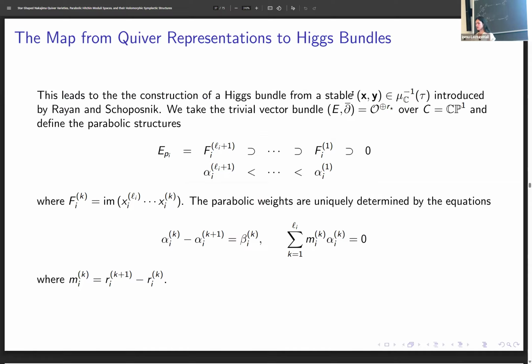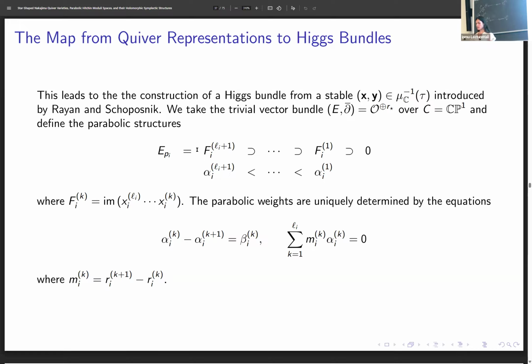So we can now use a representation to construct a Higgs bundle. I'm following originally Godinho and Mendes, who did this in that D4 case, and then Ryan and Shaposnik explored it further in the strongly parabolic case with additional assumptions on the betas. But I generalized to the weakly parabolic case too. So we construct the Higgs bundle. We take the holomorphically trivial bundle over P1.